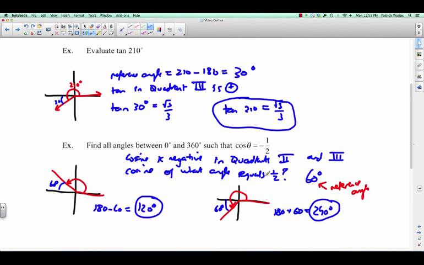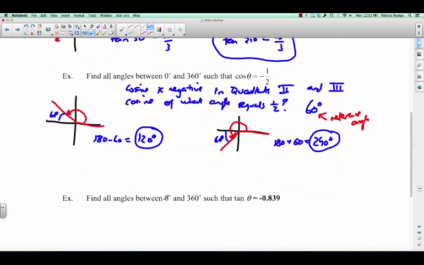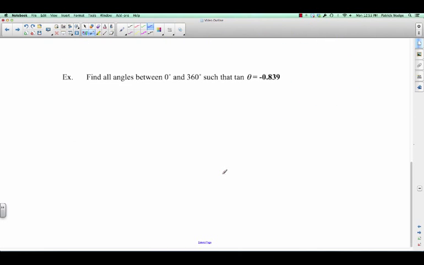Try it out. Take your calculator and try those two amounts, and you'll see that in both of them you get negative 1/2. Okay, last one similar to that, except you'll see that the tan value is this crazy number here. That's not in the table. We never had anything like that in the table. So you will actually have to use a calculator in this one. So find all the angles between 0 and 360 such that tan theta equals negative 0.839.